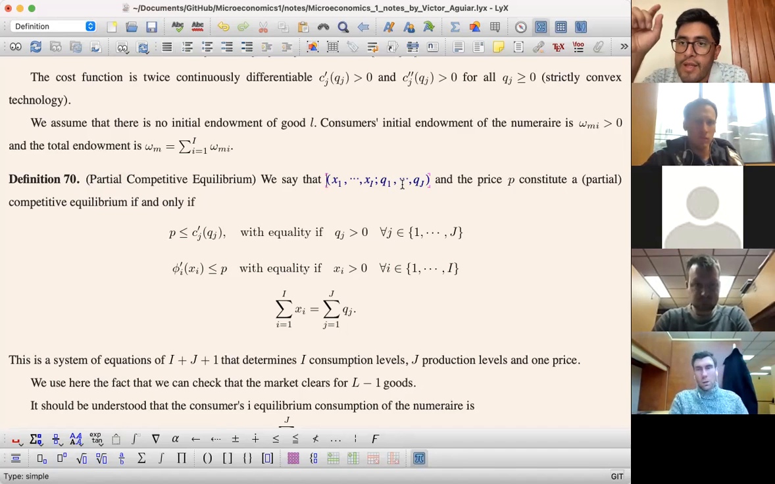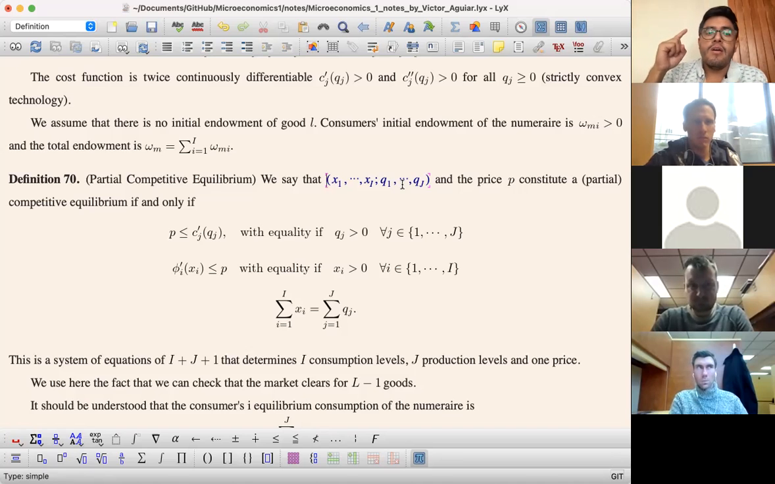So this is what each consumer from 1 to capital I consumes of corn, captured by x, and then what all firms from 1 to capital J produce of corn, right? And then there is a single price of corn because the numeraire is fixed to 1. That constitutes a partial competitive equilibrium if and only if three conditions are met.